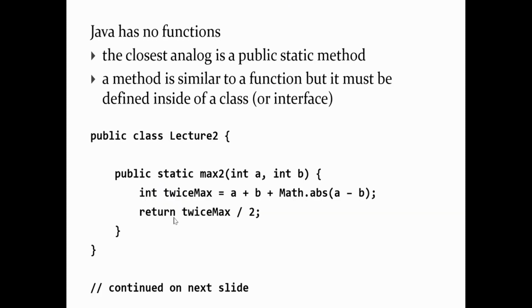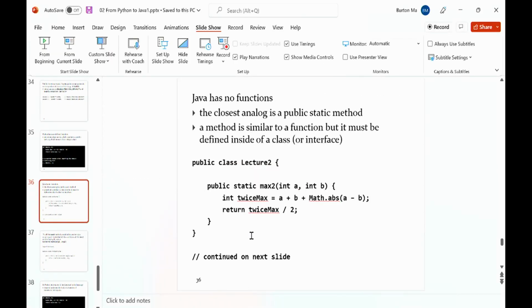The return statement's the same as in Python and Java. So if I want to return a value, you write return and then the value. Public static, there's a mistake. Sorry, I just saw it. Public static int.